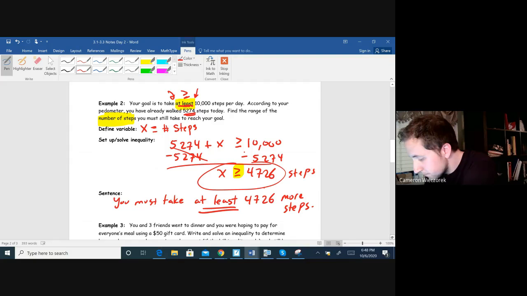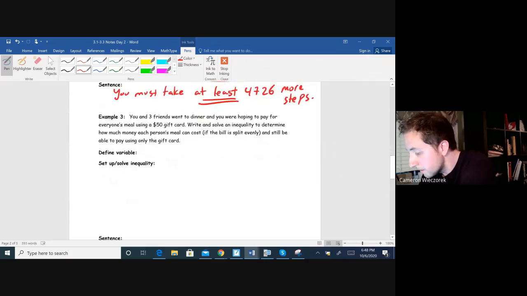Next one says you and 3 friends went to dinner and you were hoping to pay for everyone's meal using a $50 gift card. Write and solve an inequality to determine how much money each person's meal can cost, assuming that the bill is split evenly, so everybody's paying the same amount, and still only be able to pay using the gift card. So you have that $50 budget. If I look at the end, it asks me how much money each person's meal can cost. That's what we're trying to find. So I'm going to put C is cost of a person's meal.